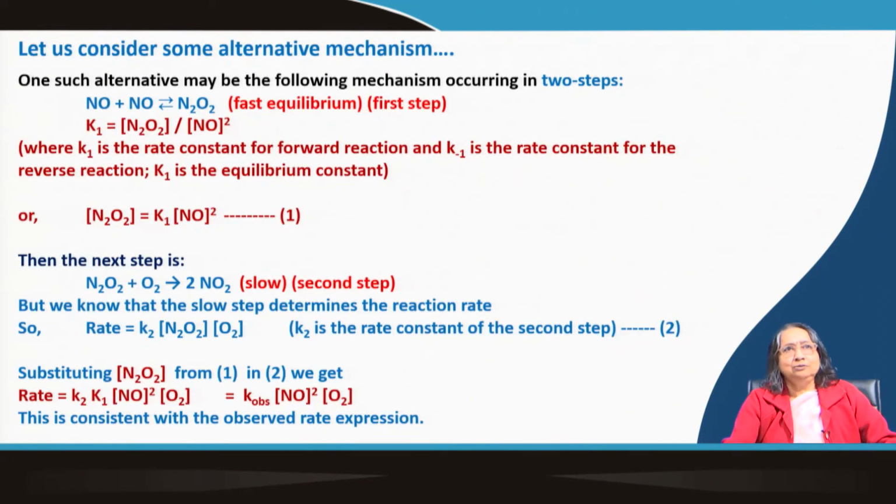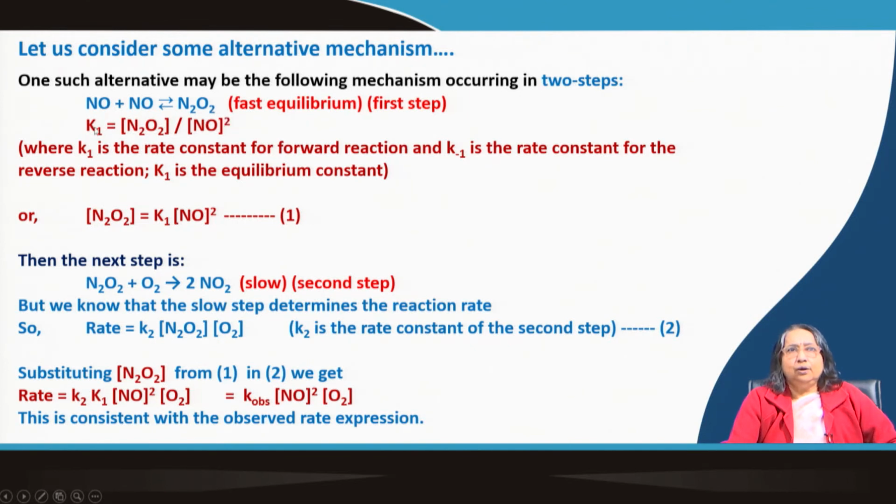Okay. Now, an alternative pathway we can think of in this way: NO plus NO gives N2O2, which is again an intermediate. So, it is a fast equilibrium. This is the first step and this is a fast equilibrium. If it is an equilibrium, then we know how to develop the equilibrium expression. So, K1 is the equilibrium constant for this step, and it is nothing but N2O2 concentration by NO concentration to the power 2.